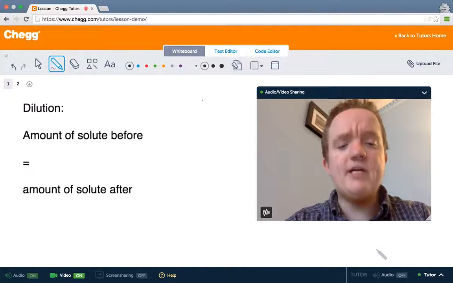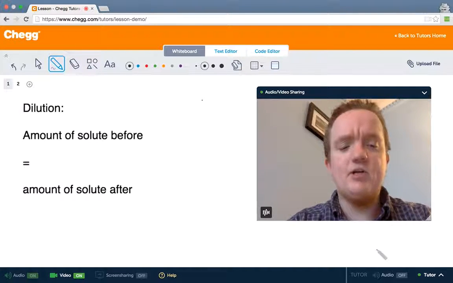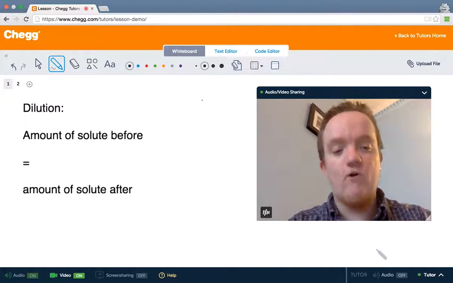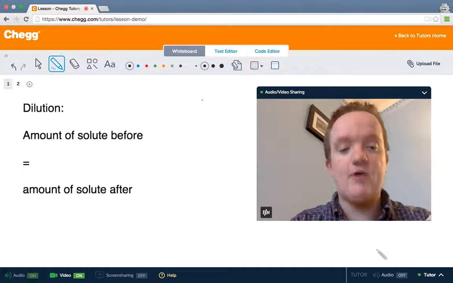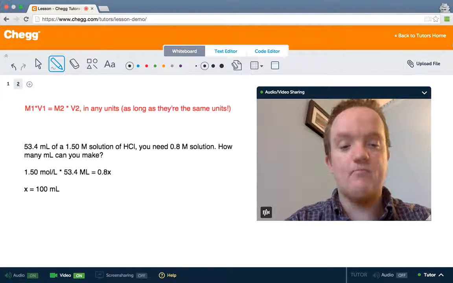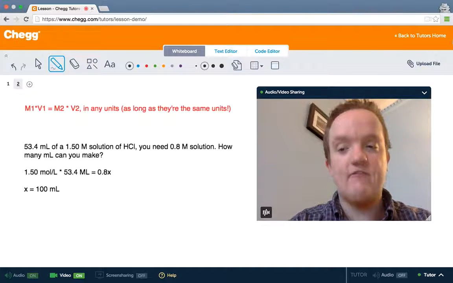Now, the basic principle behind dilution in terms of calculations is that the amount of solute before is the same as the amount of solute after. We can quantify this in terms of the number of moles of solute. The moles of solute before is the same as the moles of solute after. You're not changing the amount of solute, you're simply adding solvent so that you have a less concentrated solution. Let's look at how this works out very quantitatively.